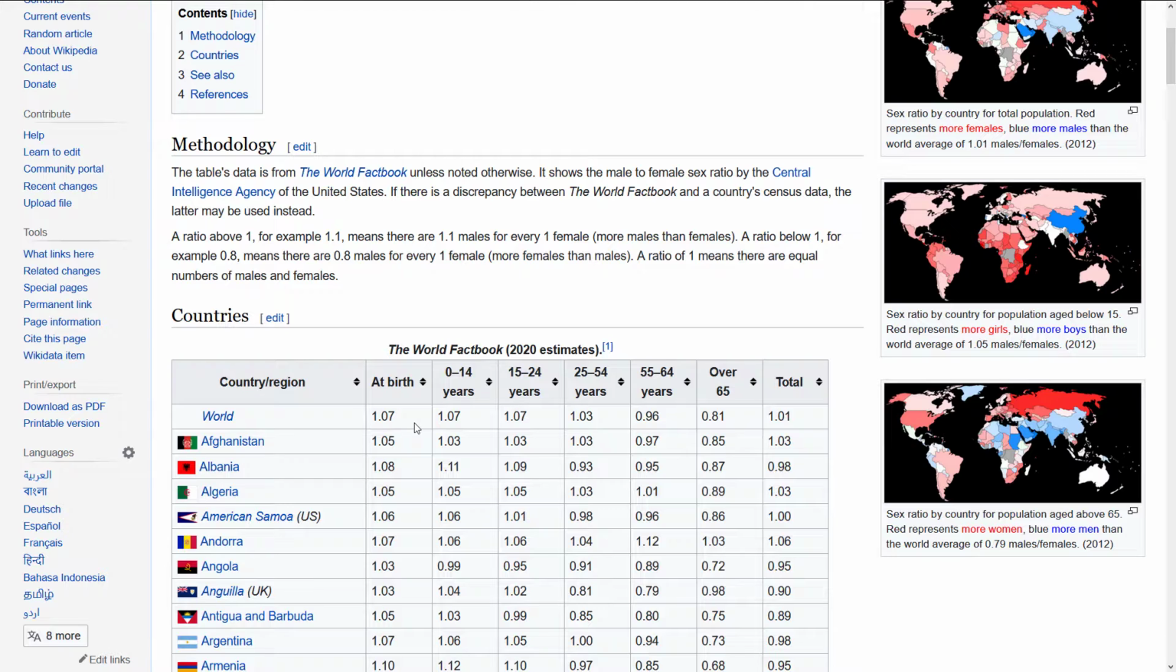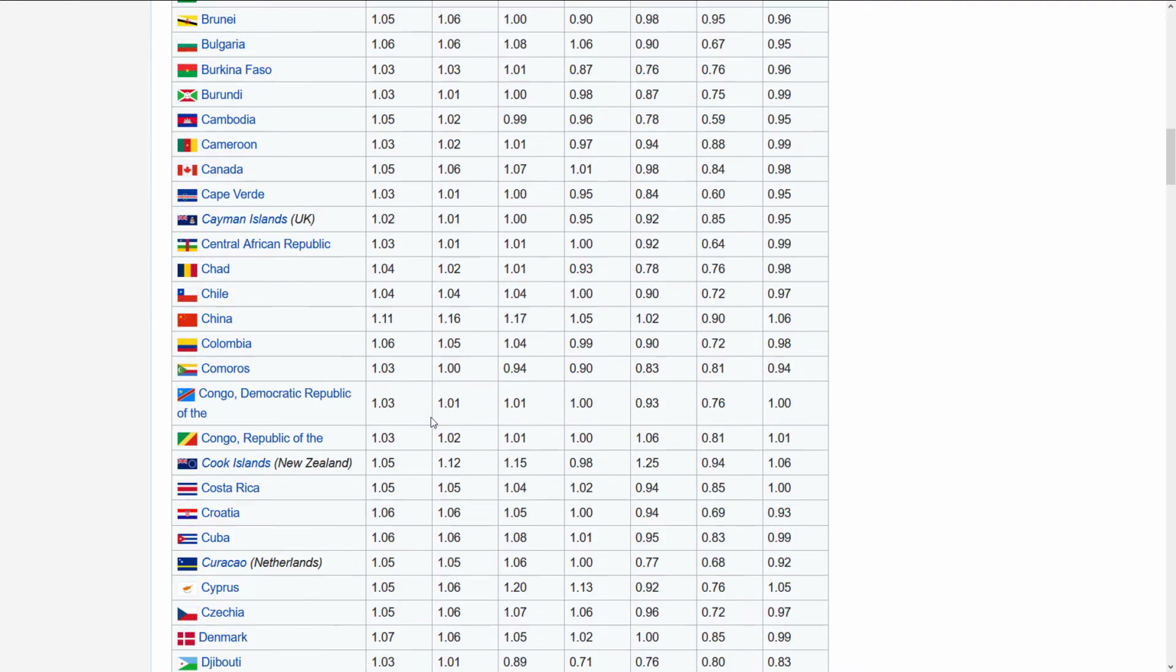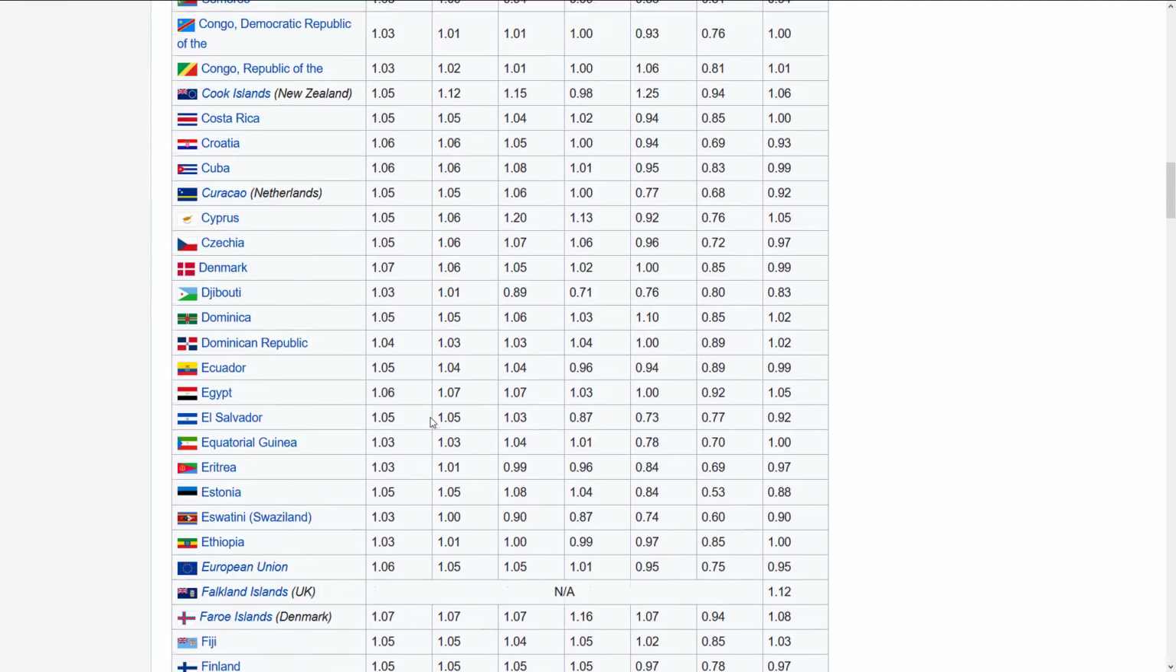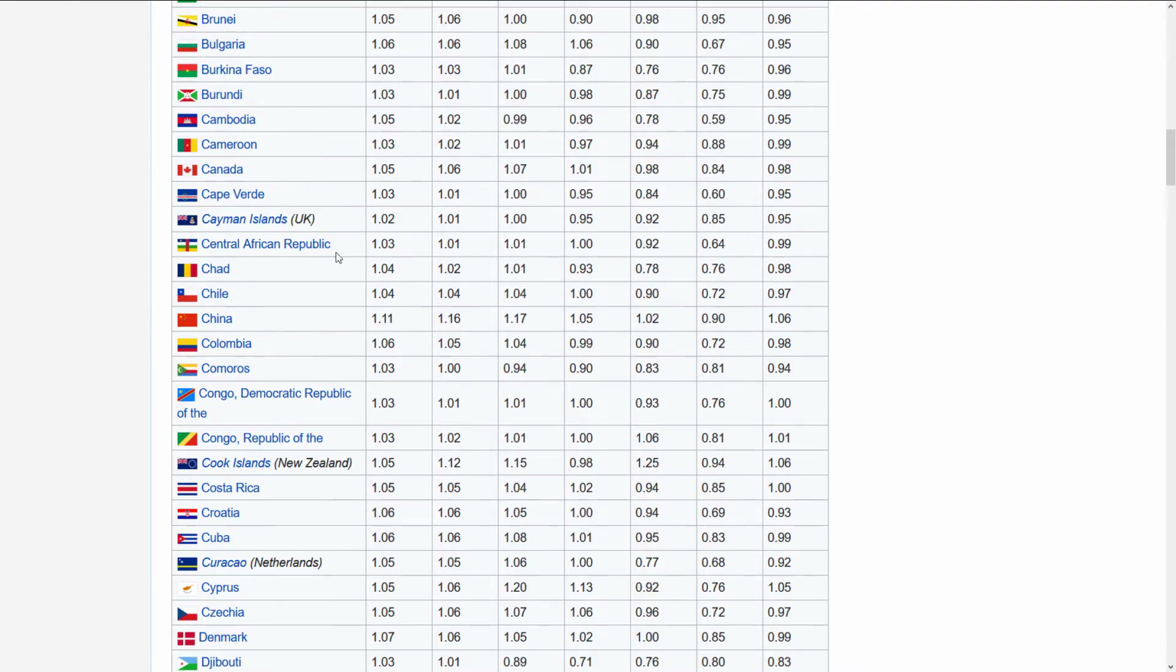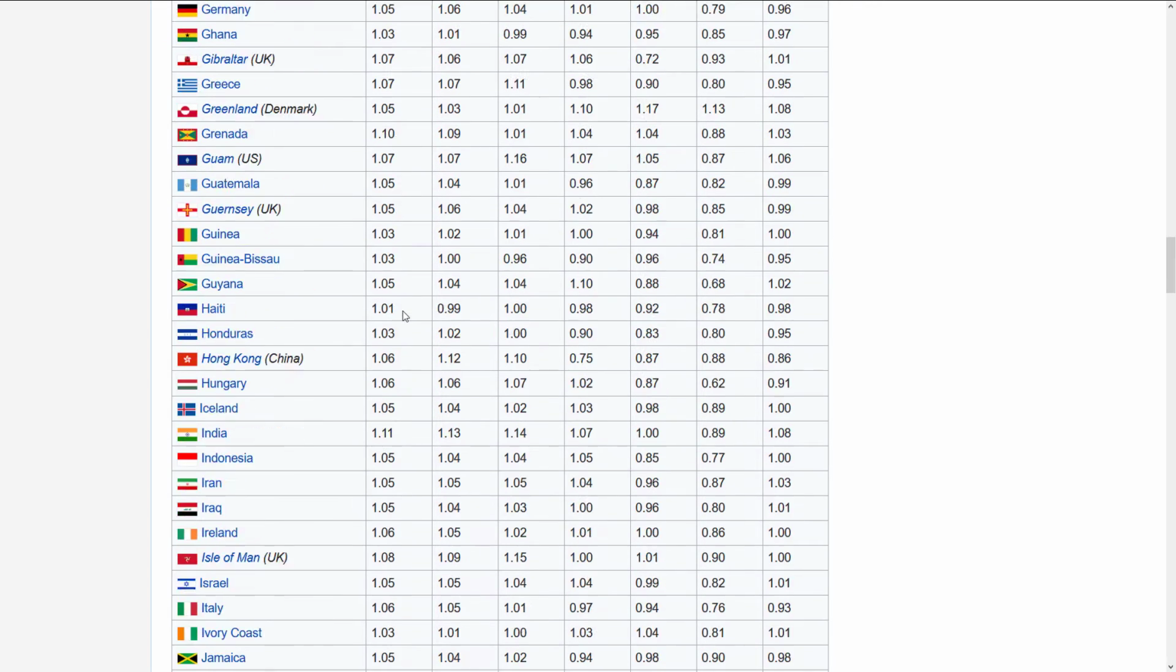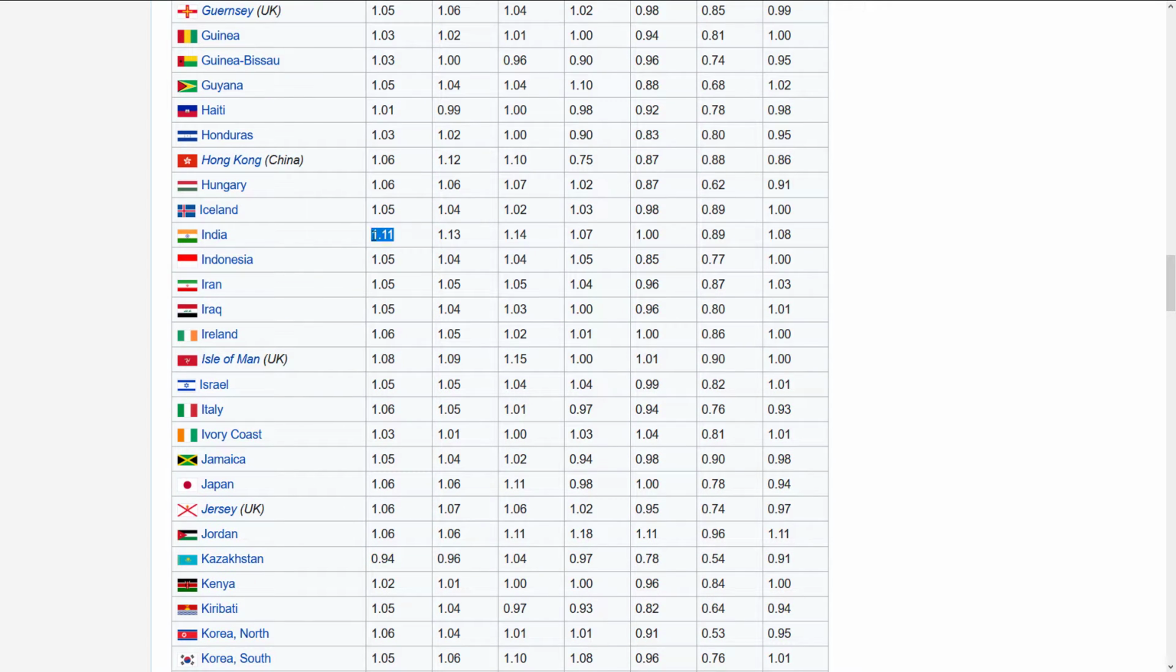And why is this the case? The main contributor or the main culprit for this is two countries. Let's see. It is down here, yes, China, 1.1, and India, also 1.1. And these two countries actually contribute to more than 36% of the world population.